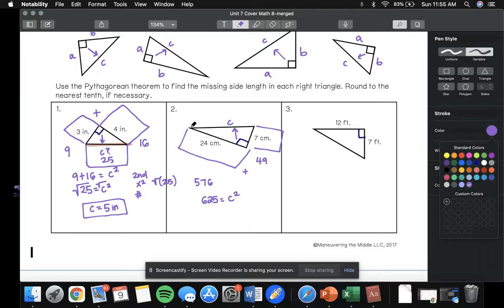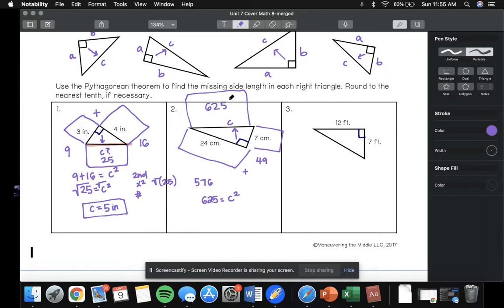So that is how much area is on the inside. But again, my goal is to figure out how long this side is. So I'm going to take the square root of 625. So I hit second, x squared, 625. I hit enter, and I get 25.